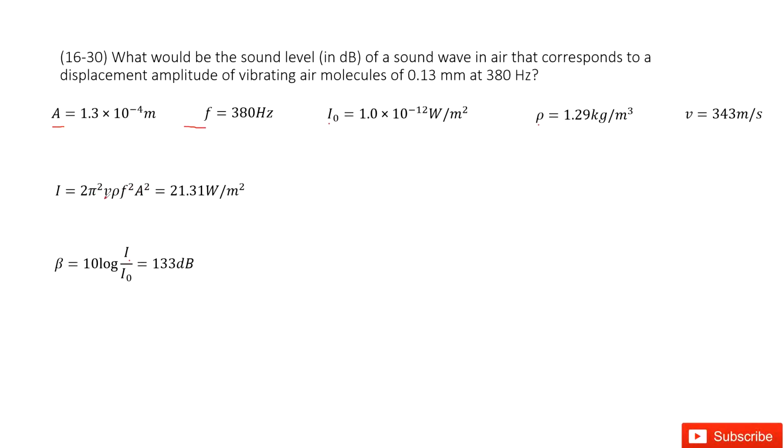So we can see inside, v is given, ρ is given, f is given, A is given, so you can get the number there. And then input this I inside, and you get a final answer, 133 dB.